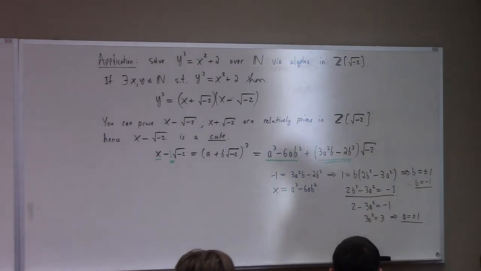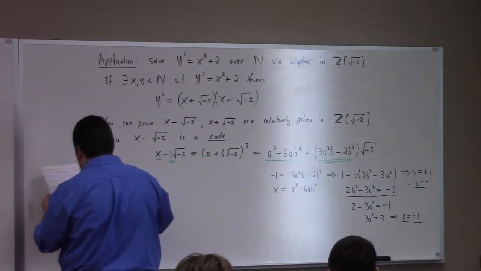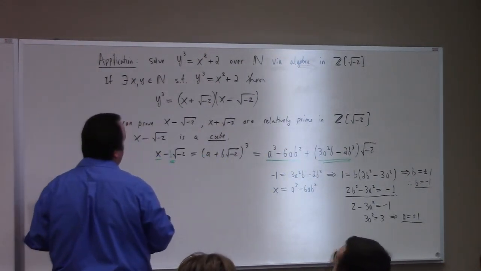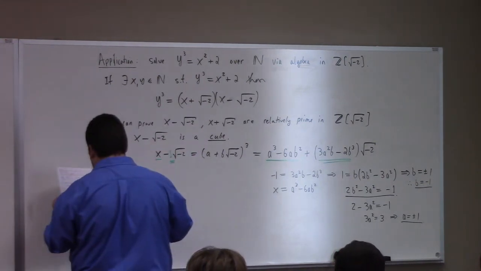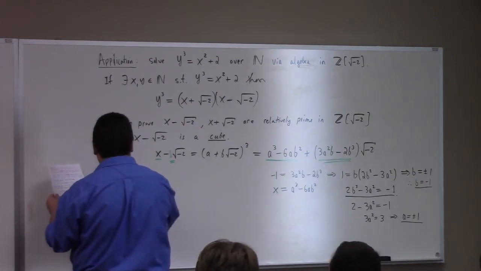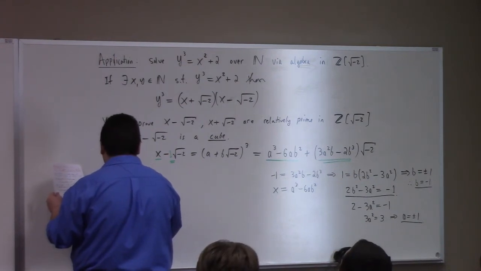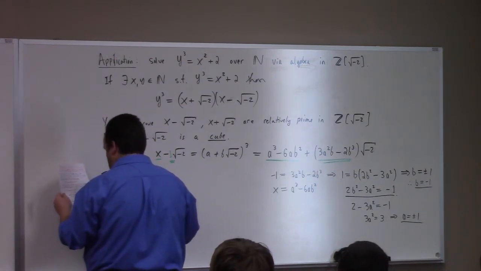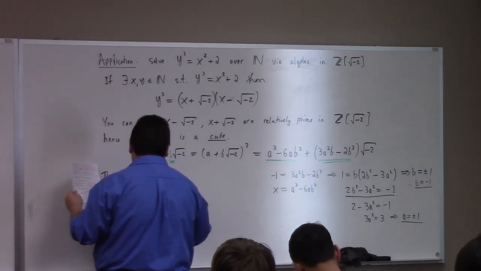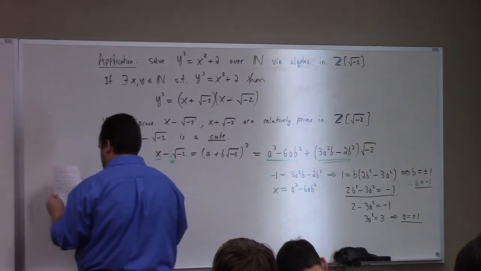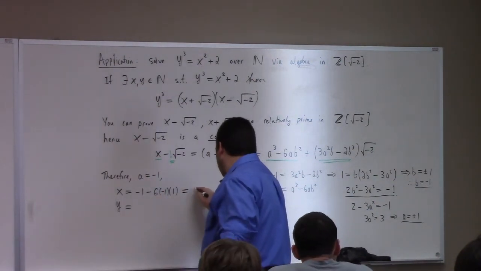So, completing the thought here, let's see here. I say pick a minus 1 here, but therefore, get to the point. I'm going to set a equal to minus 1. x is equal to minus 1 minus 6 times minus 1 times 1, and y is equal to what? So x works out to 5 here.